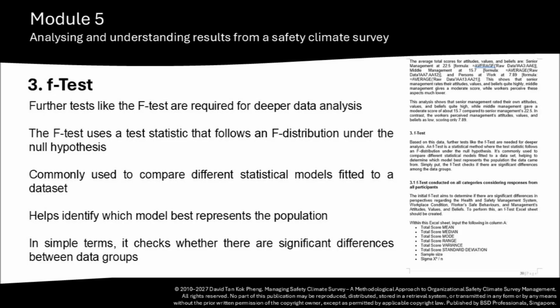In the context of this safety climate survey, the F-test helps us assess whether the differences observed between groups, such as senior management, middle management, and persons at work, are statistically significant or whether they may have occurred by chance. In other words, the F-test allows us to move beyond descriptive statistics and determine whether the variations in perceptions across different groups are meaningful. This makes it a useful tool for validating whether the observed differences in safety climate scores reflect real differences in viewpoints within the organization.